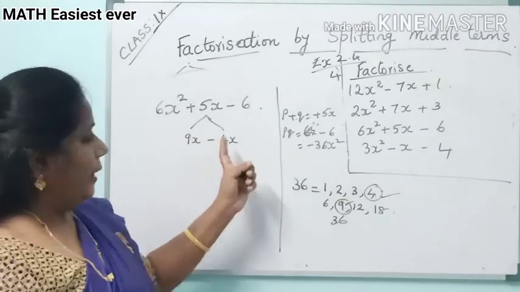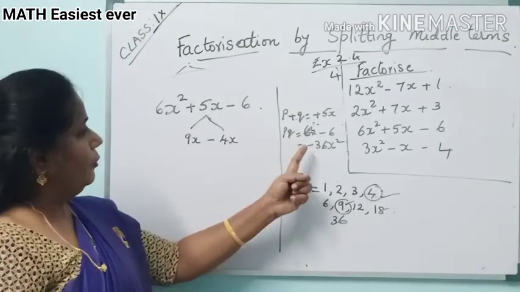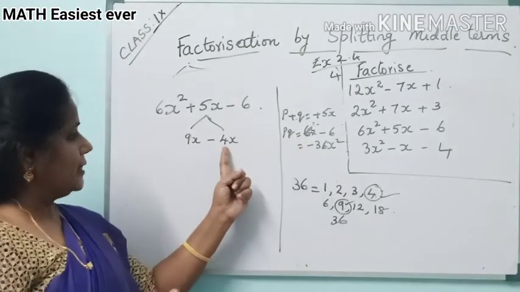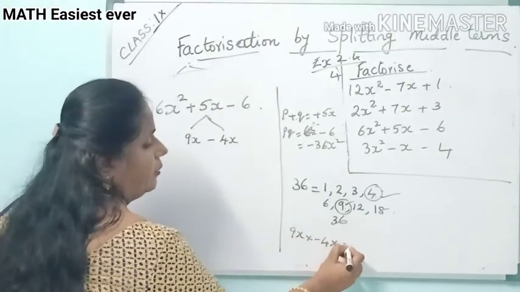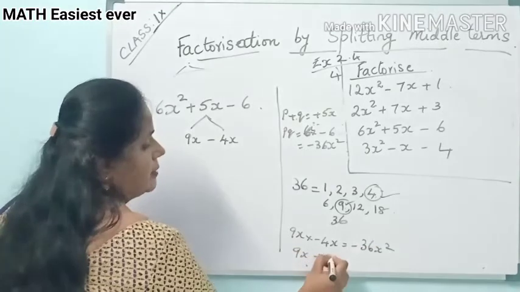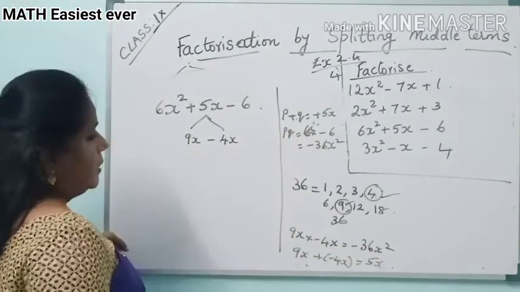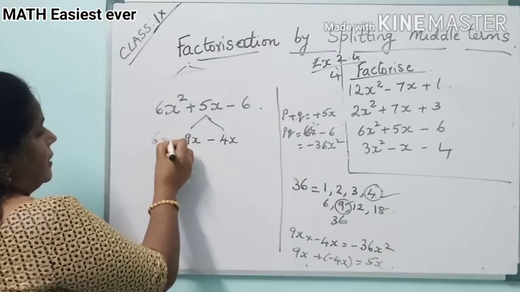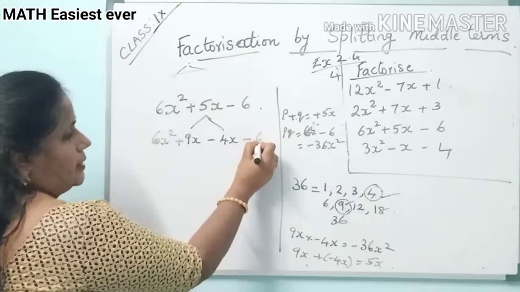So 9x minus 4x will give you 5x. 9 into 4 will give you 36. Plus into minus, 9x into minus 4x will give you minus 36x square, and 9x plus minus 4x will give you 5x. So what will I write here? 6x square plus 9x minus 4x minus 6.